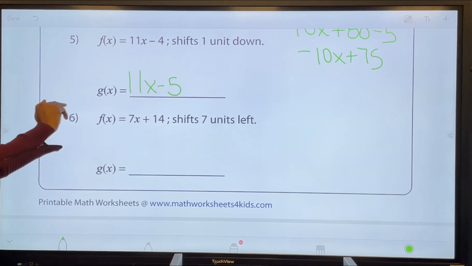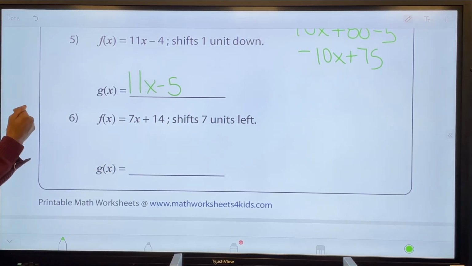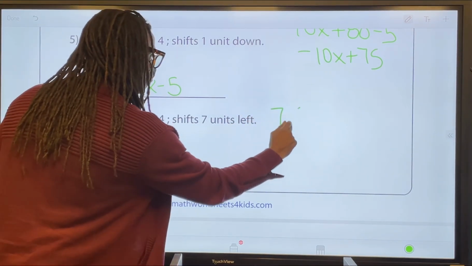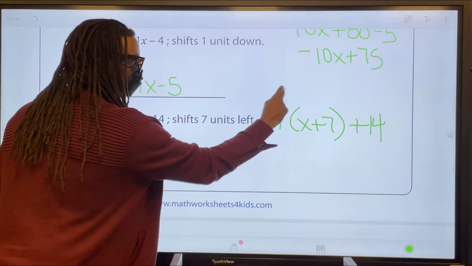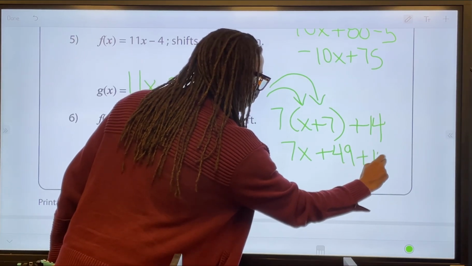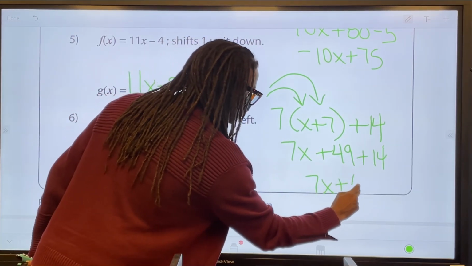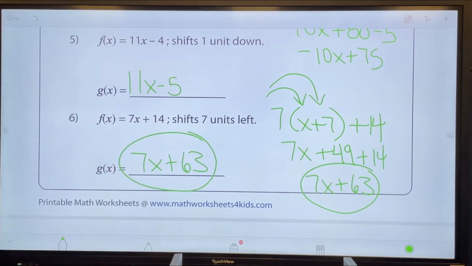Last one, they want me to go to the left. Hold on, Max. They're telling me to shift left. They're telling me to go 7 units to the left. So what's that mean in the x value? Positive. So this becomes 7 times x plus 7, plus 14. And then you're going to do what? Distribute that. This becomes 7x plus 49 plus 14. 7x plus 63. What's 7 times 7? 49.